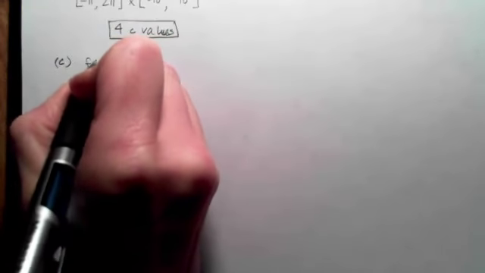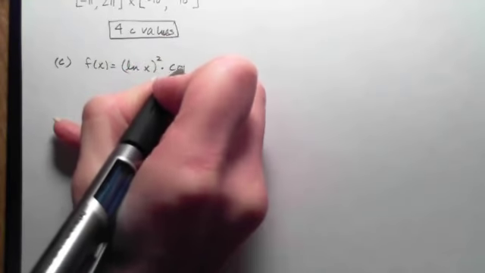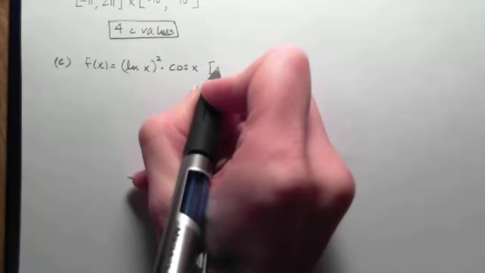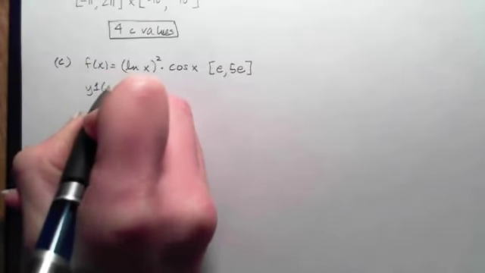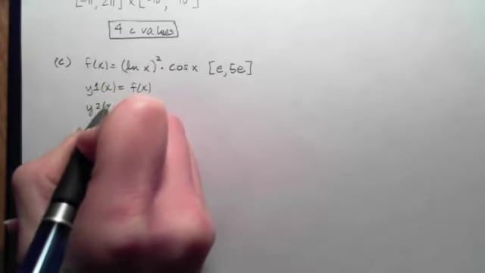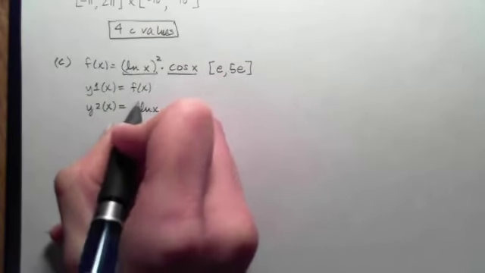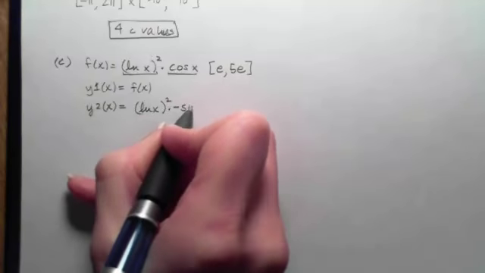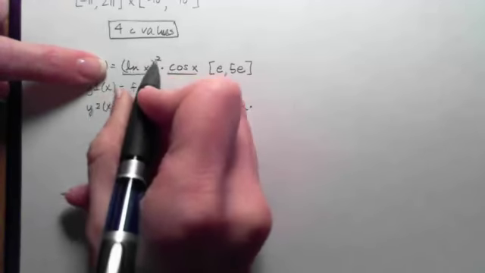Okay, last part C, exact same process. We have f of x equals the natural log of x squared times the cosine of x, and our a to b is e to 5e. So in y1, we're going to put f. In y2, we're going to put the derivative of f, which is our first one times the derivative of our second plus the second times the derivative of the first.